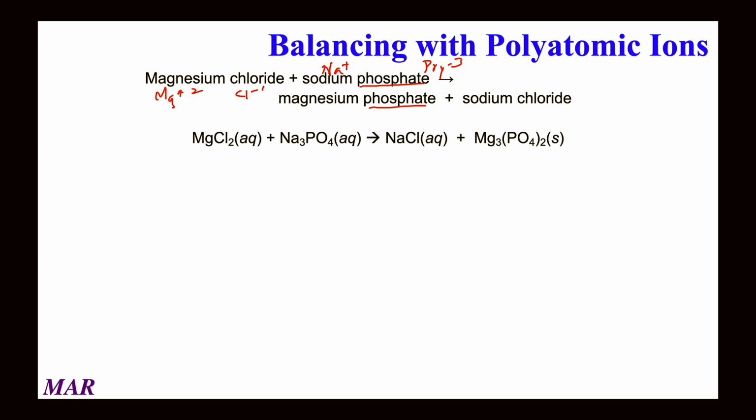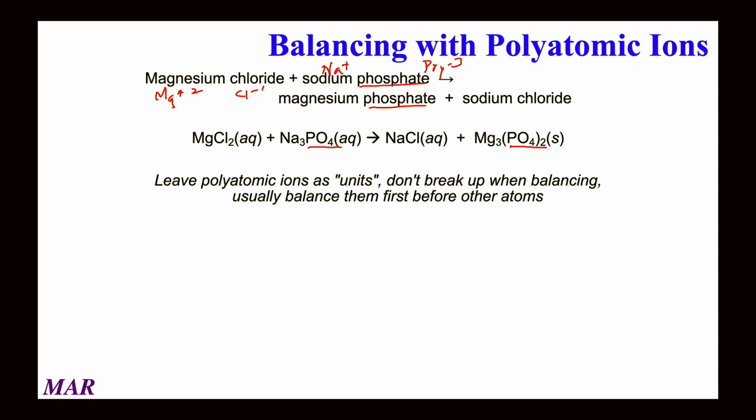Magnesium phosphate is a solid. It's insoluble in water, while the other things dissolve in water. That's why they get the AQ symbol. That's nothing you need to know, but that's why those symbols are written. Now you can probably see that this reaction is not balanced. For example, we have 2 phosphates on the right and only 1 phosphate on the left, and 2 chlorides on the left, 1 chloride on the right. Again, try and keep the polyatomic ions together.